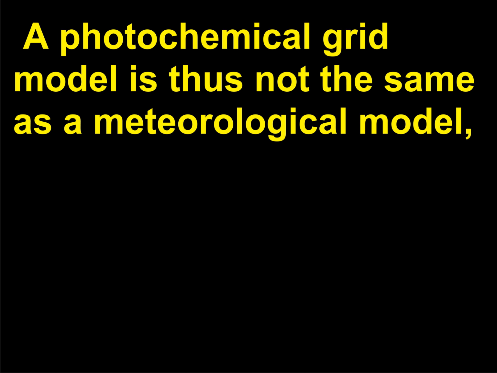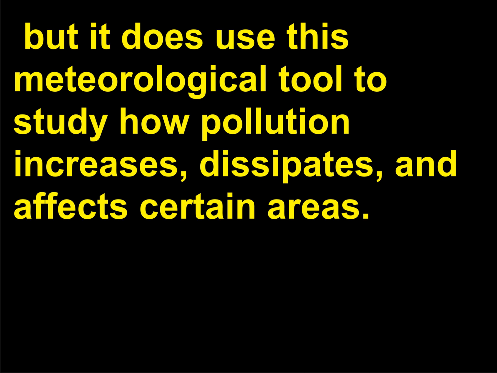A photochemical grid model is thus not the same as a meteorological model, but it does use this meteorological tool to study how pollution increases, dissipates, and affects certain areas.